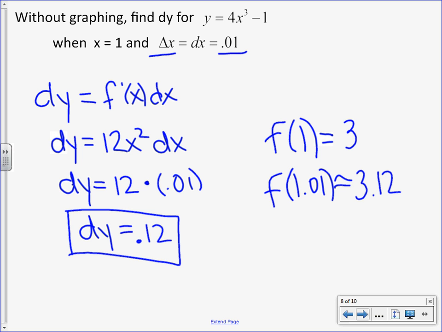Now, this is nice only if we're doing things close to 1, okay? You would not want to use this to approximate f of 5.1. You would want to use x is 5 and do that differential there. Okay?